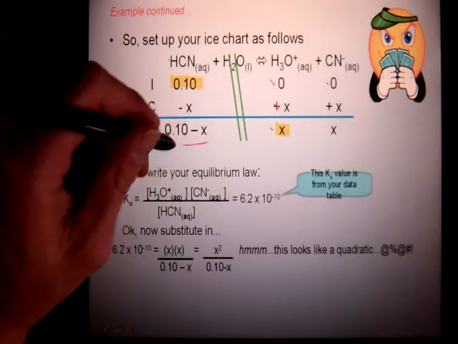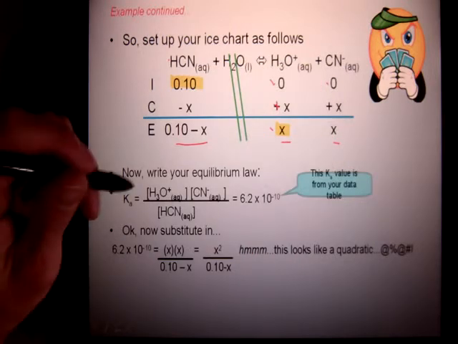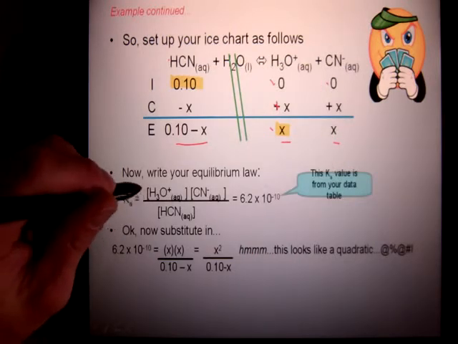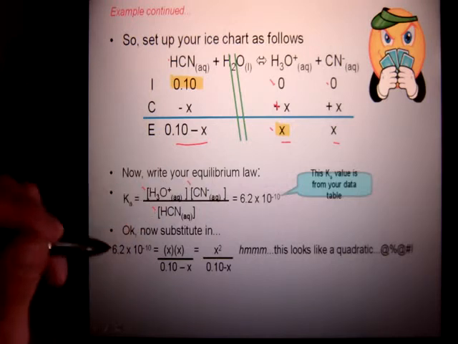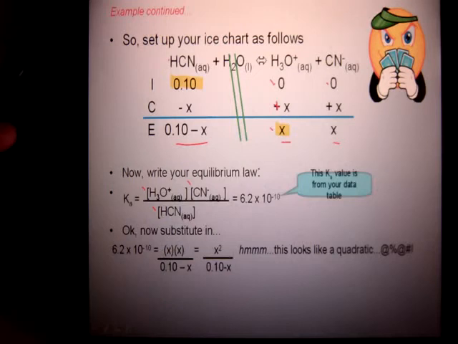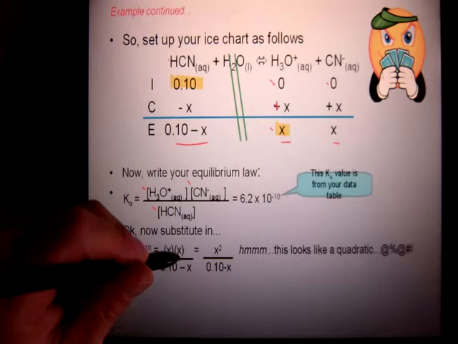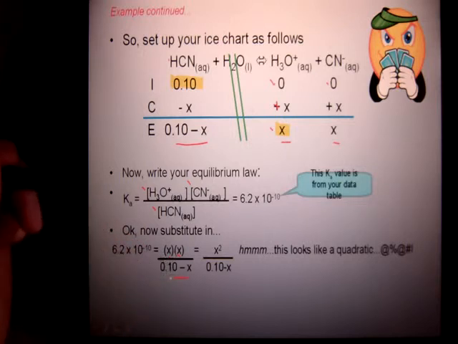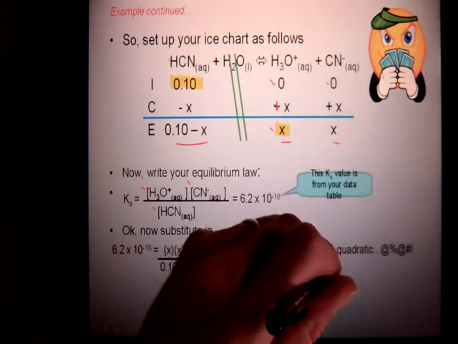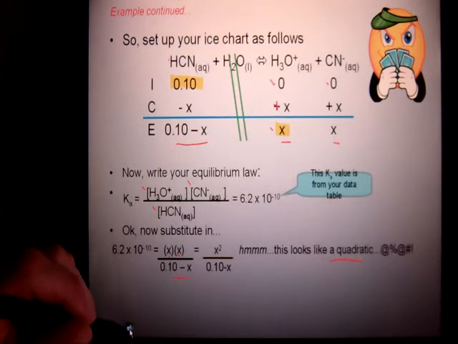So then I have this value. Those are my equilibrium values for all of my substances. Okay, I have my equilibrium law, products over reactants, H3O times CN over HCN. But then I have the K value as well. Okay, so I do have a bit of information. I got this right from my data booklet. This is the K value of HCN. Now, put in our values. I've got x times x over 0.1 minus x, and that's no good because it has a quadratic. Well, fortunately, you'll never have to solve a quadratic in Chem 30, so there must be a shortcut.